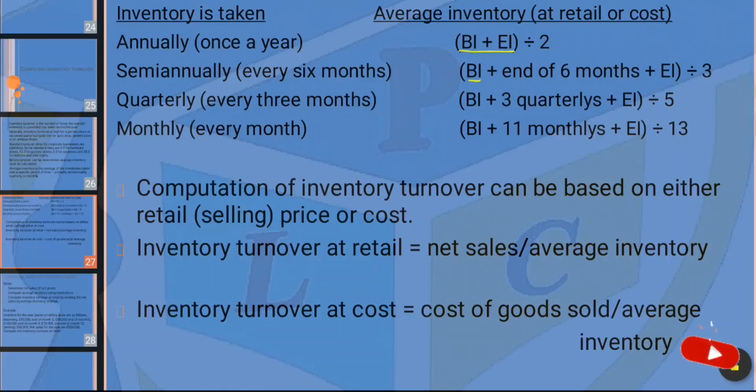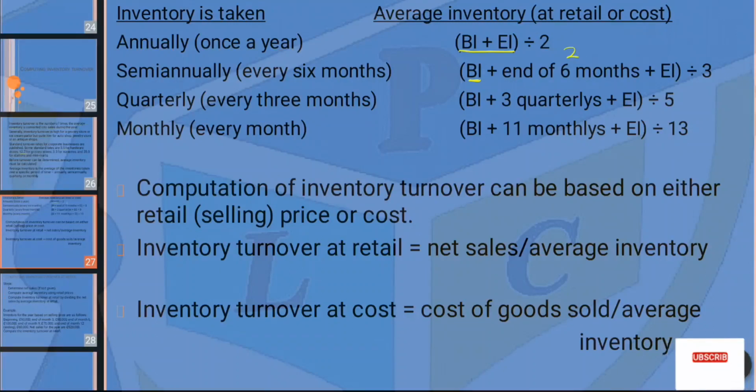So 6 months means what? Twice a year. Twice in a year, right? That's every 6 months. We have twice in a year. So meaning that if the business has a beginning inventory, it's going to be 1 period, right? And then for the end of 6 months for each year, it's going to be 2. So here is going to be 2.